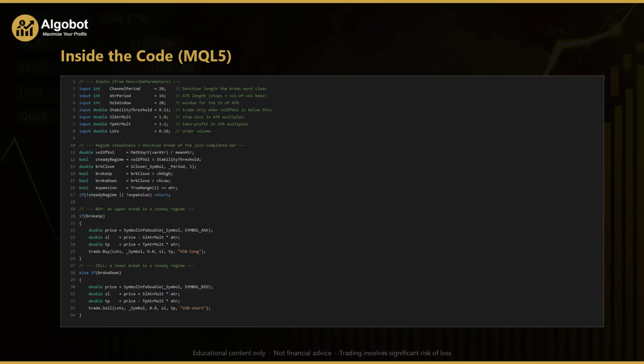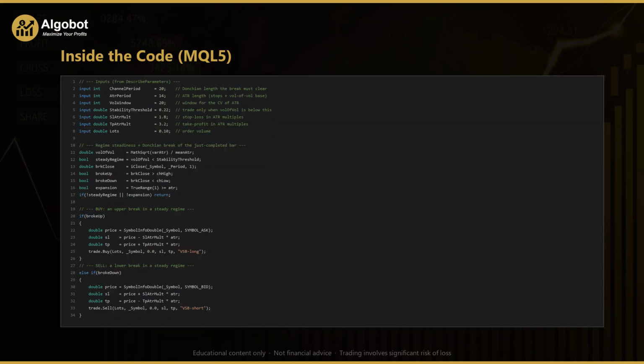SlATR multiple and TpATR multiple set the stop-loss and take-profit distances as multiples of ATR, and lots is the order size. In the middle block, the code computes vol as the square root of the ATR variance divided by the mean ATR and marks the regime as steady when that value is below the threshold.